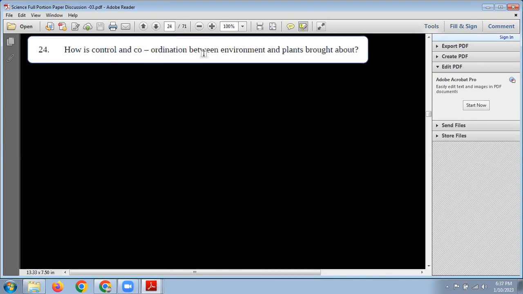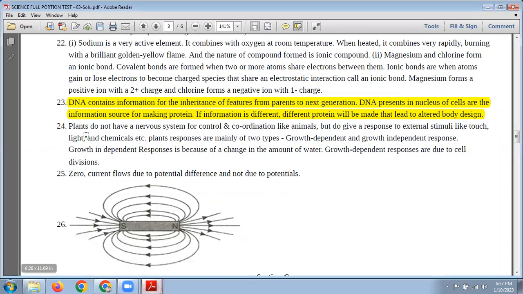how is control and coordination between environment and plants brought about? Okay, plant environment interaction. Like us, plants do not have a nervous system, a control and coordination system. Like our central nervous system and peripheral nervous system, plants do not have it. But the response is basically by chemical stimulation. Chemical signal transduction. By chemical means only, plants can coordinate all of their processes.